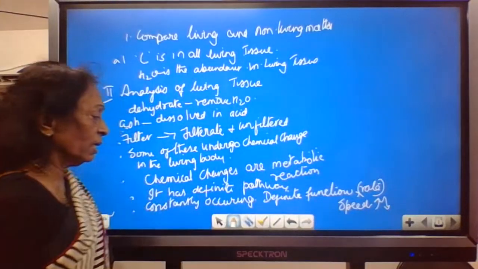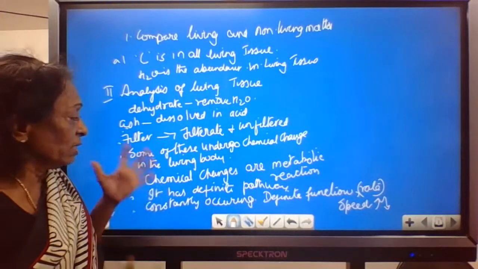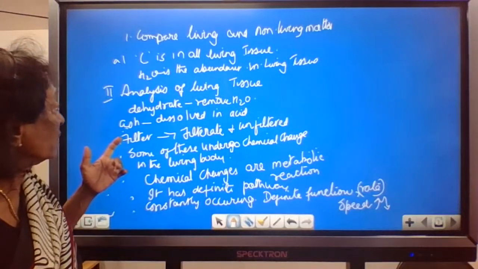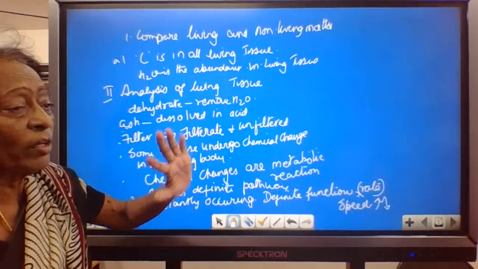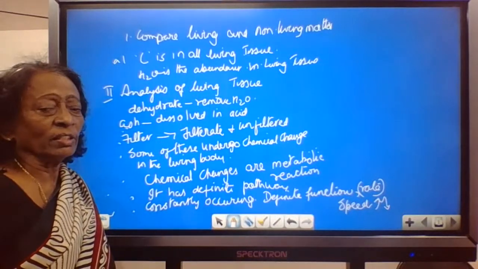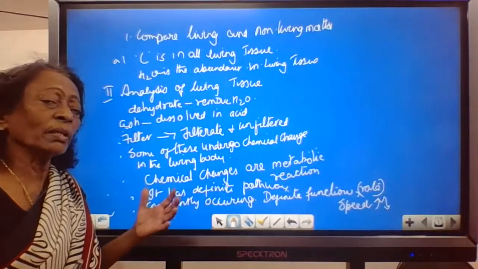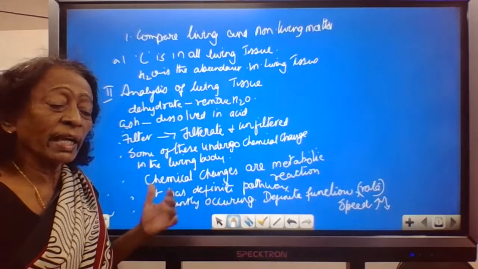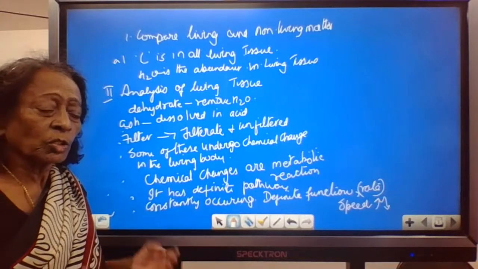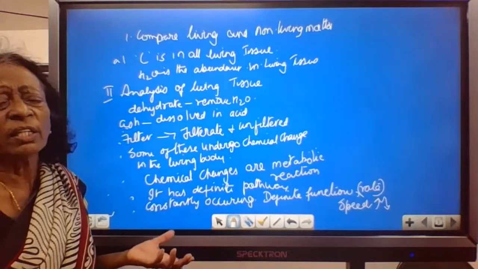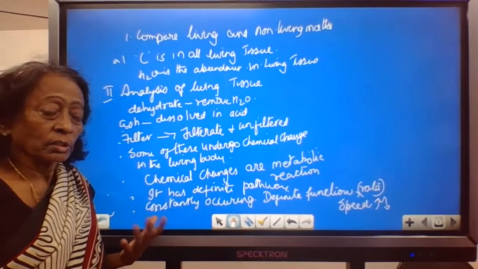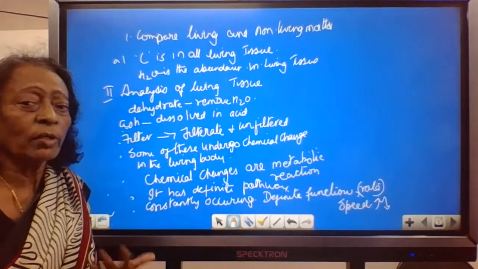So they came to the conclusion about all these chemical substances in the living body. These chemicals found in the living body are called biomolecules. First, they compared living and non-living. They found there are equally many elements present, but mostly carbon is abundant only in the living tissue, and water is a major abundant one. So those chemicals mainly present in the living world, you call them biomolecules: bio, living; molecules, chemicals.